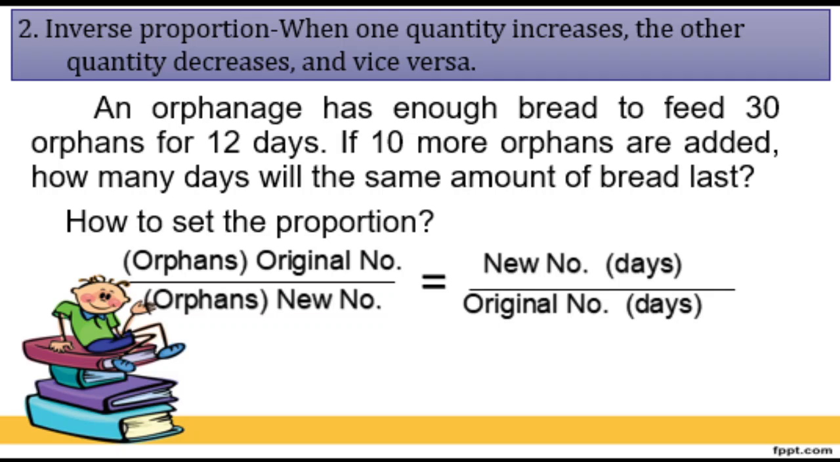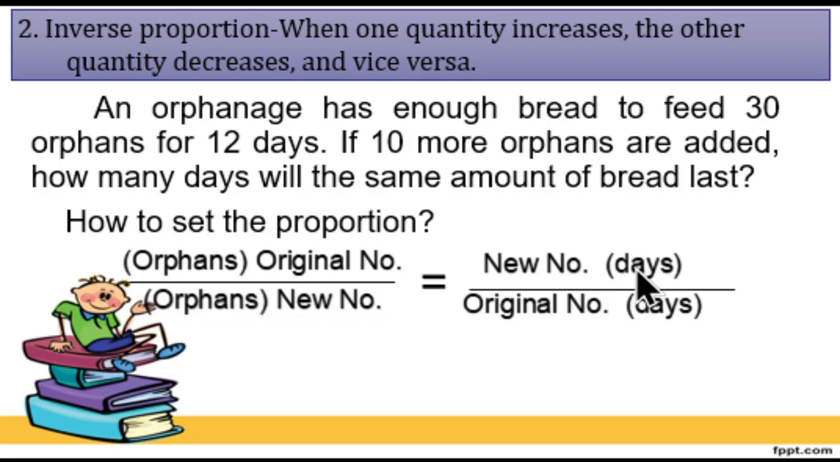Now, if you analyze the problem, it says that an orphanage has enough bread to feed 30 orphans. So 30 orphans is our original number of orphans, and the 12 days is the original number of days. And we have 10 more orphans added, so this would be the new number of orphans. And we are looking for how many days the same amount of bread will last, so we are looking for the new number of days.